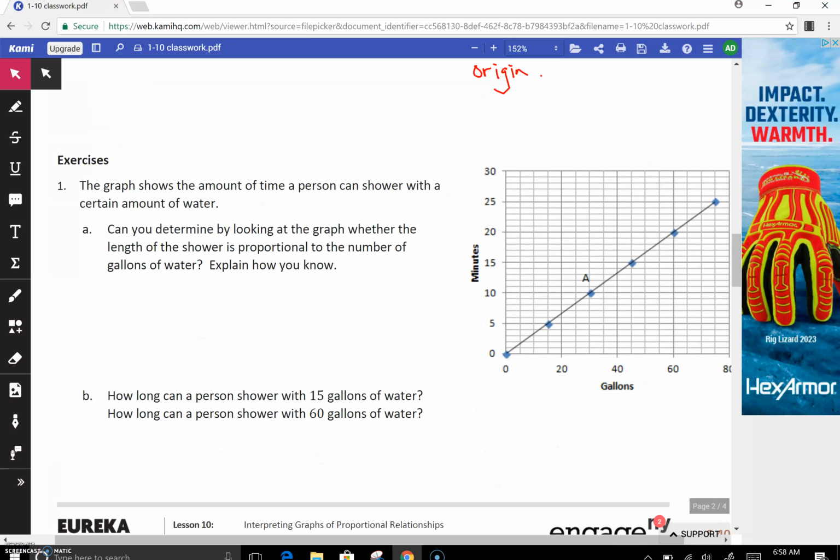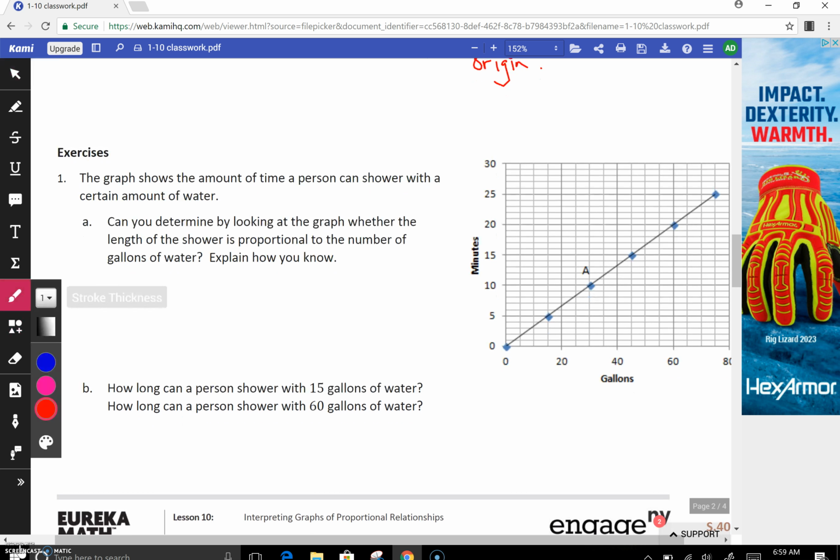All right, these exercises, number 1, A and B, I'm going to have you pause the video completely and try them both. Remember, read carefully, and then hit play to see the answers. So go ahead and hit pause. All right, letter A says, can you determine by looking at the graph whether the length of the shower is proportional to the number of gallons? So is time proportional to gallons? Yes, because we have a straight line through the origin.